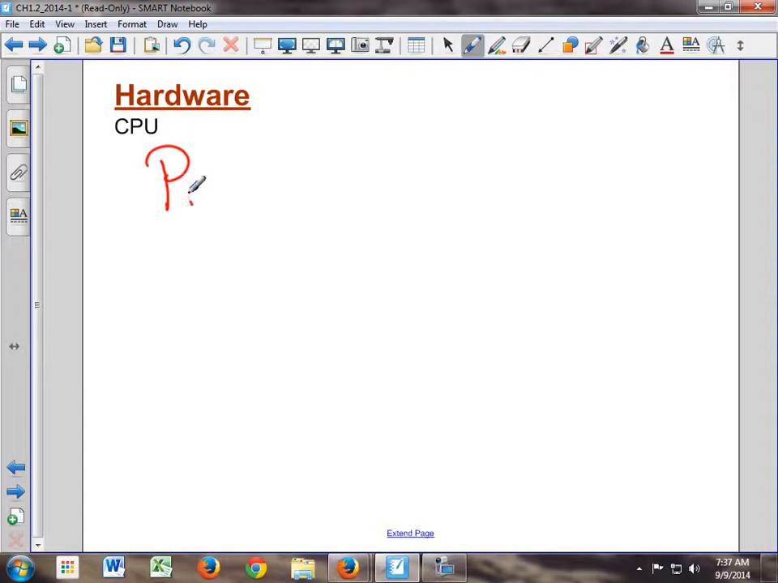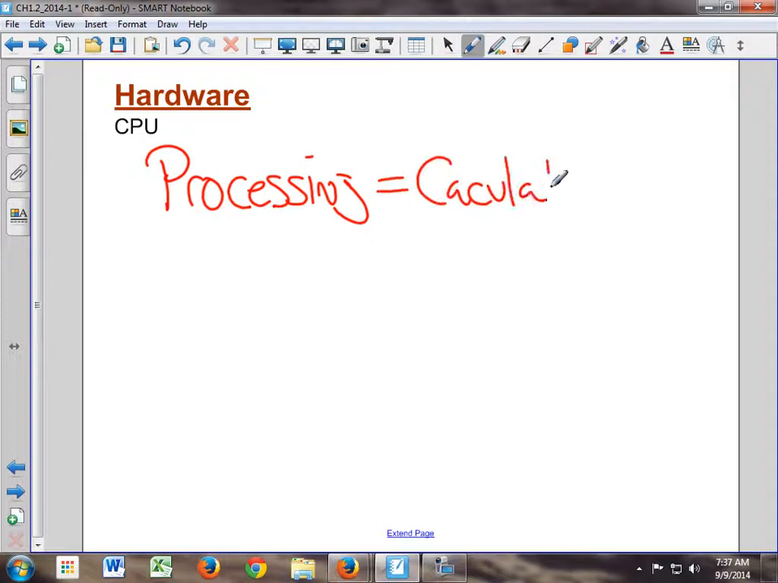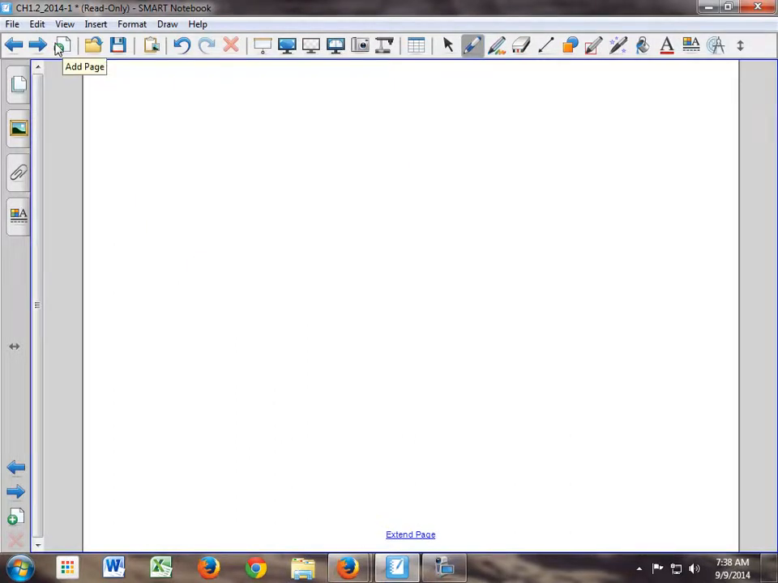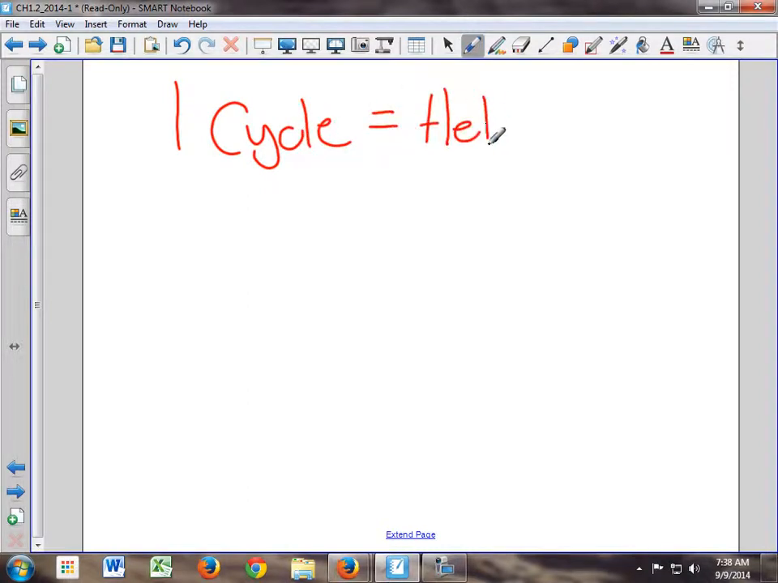So it's where processing takes place. Processing equals calculations. And it's measured in cycles, so how many cycles of calculations it can do per second. Normally we look at, and I'm going to deviate here, one cycle per second equals one hertz, H-E-R-T-Z, abbreviated Hz.